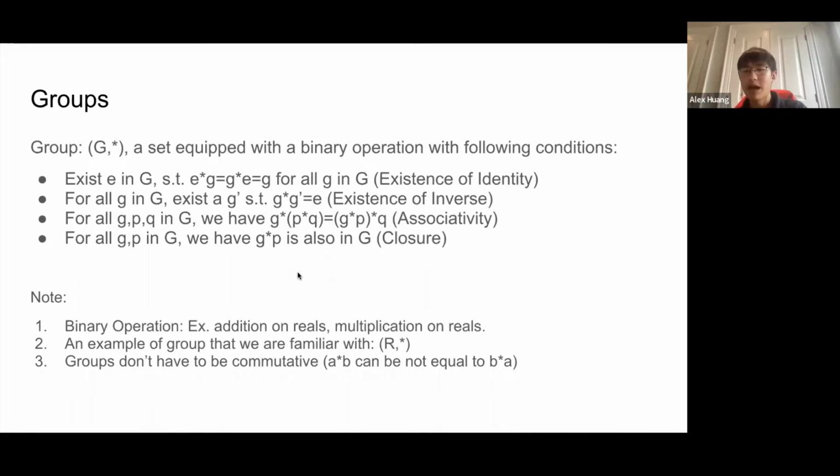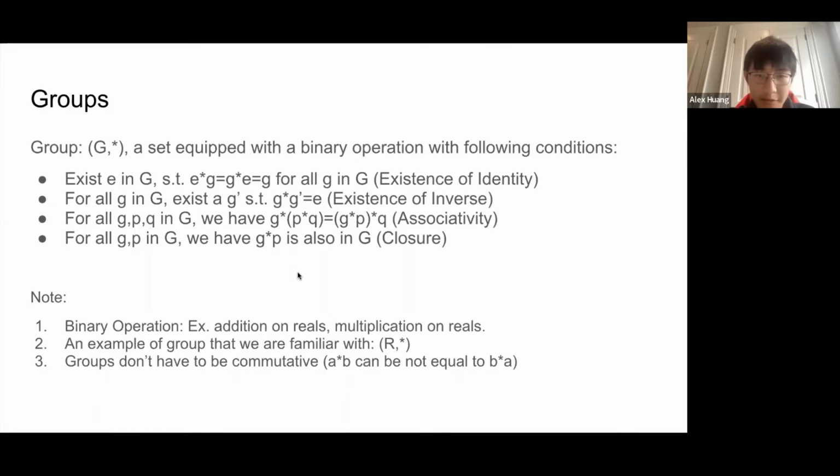And the second one is the existence of inverses. It's an element that undoes an action. So for all g in this group, there exists a g prime such that g star g prime equals the identity. So it's an element that undoes the action g does.